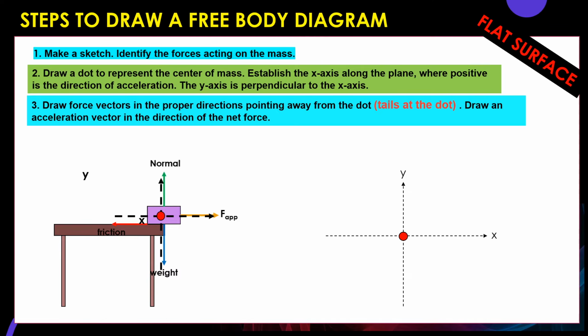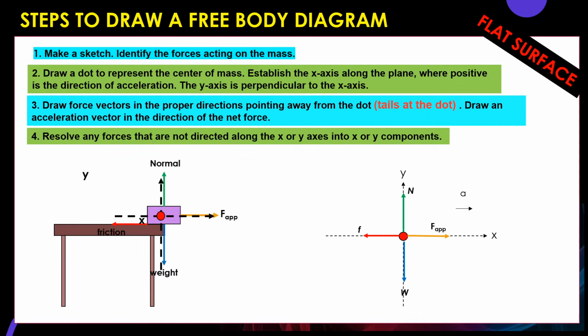Okay, and now we need to draw force vectors in the proper direction pointing away from the dot. Okay, tails at the dot. So acceleration is to the right. Look at here. The tail must be at the dot and the direction must be pointing away from the dot. So the direction of weight here is downward, normal is upward, and frictional force must be in the opposite direction to the acceleration here. And this is the external force, ataupun applied force.